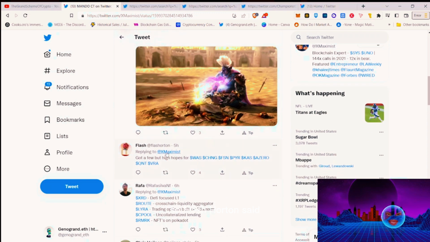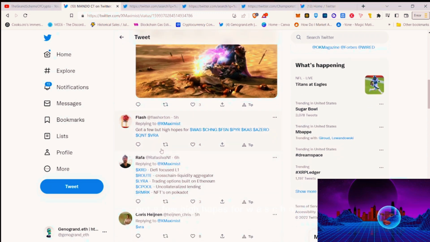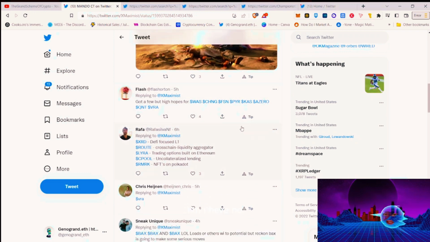So Flash Horton said, got a few high hopes for WAS, CHNG, NG, FSN, PYR, KS, A0, QNT, and VRA. Now I'm very familiar with QNT and VRA, Veracity. A bunch of these other ones are new to me, so I'm interested in what those are. PYR, I'm familiar with. The other ones, I have no clue. I think I've seen A0 around, but I would have to do some more research. I really have to get back on my game, to be honest.